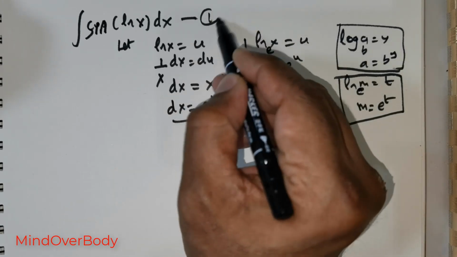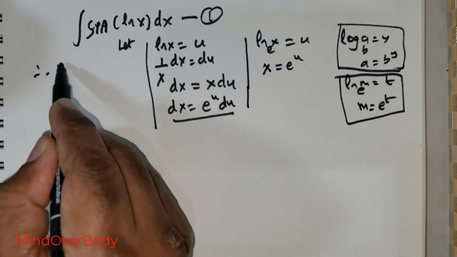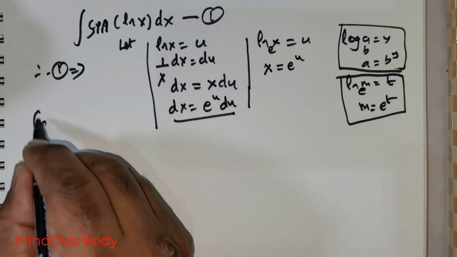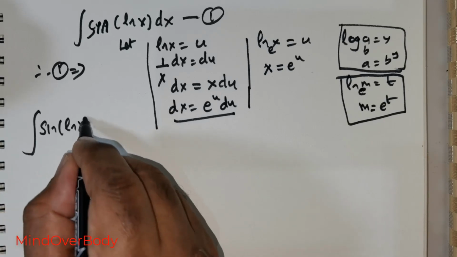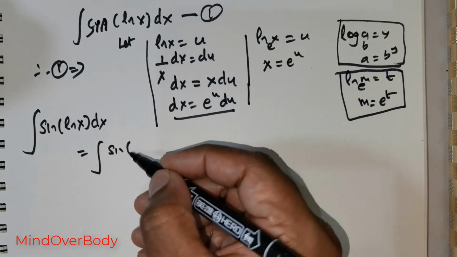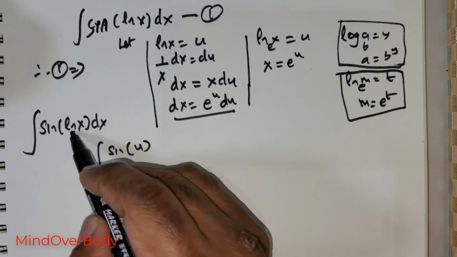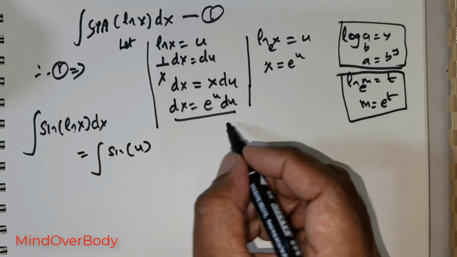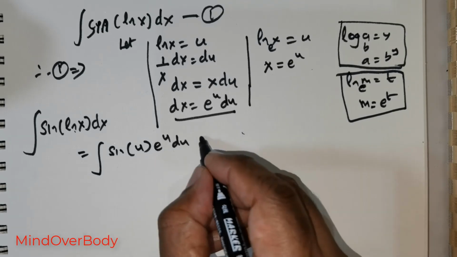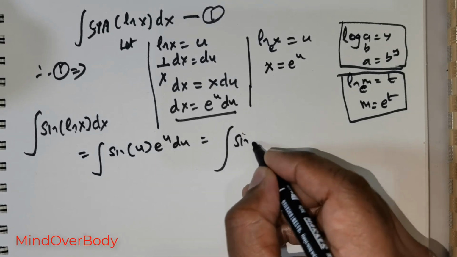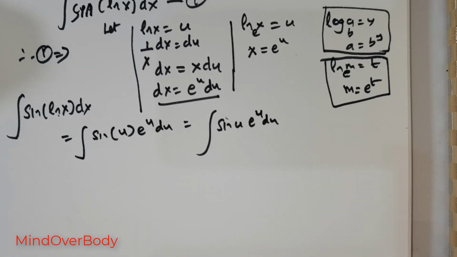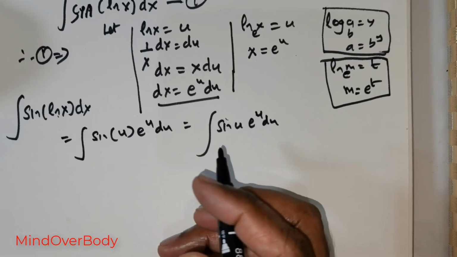So this is the original question, integral of sine of ln x times dx. This is rewritten as the integral of sine of, in place of ln x I'm going to place u, in place of dx I'm going to place e raised to the power of u times du. So this is what we have got. Let me rewrite this as the integral of sine u times e raised to the power of u times du. Now I can use integration by parts.